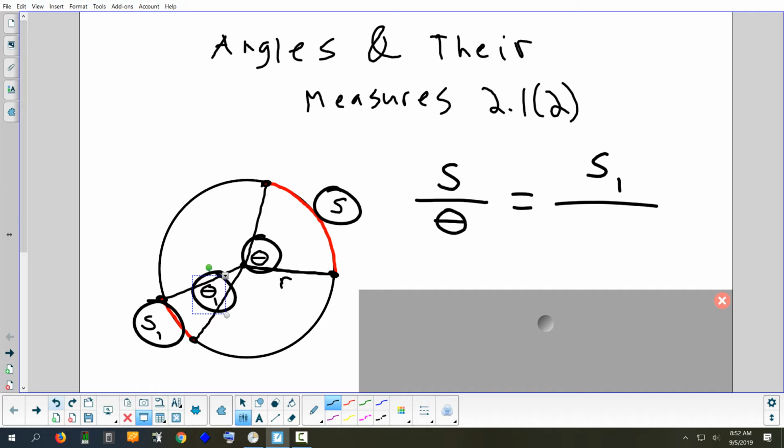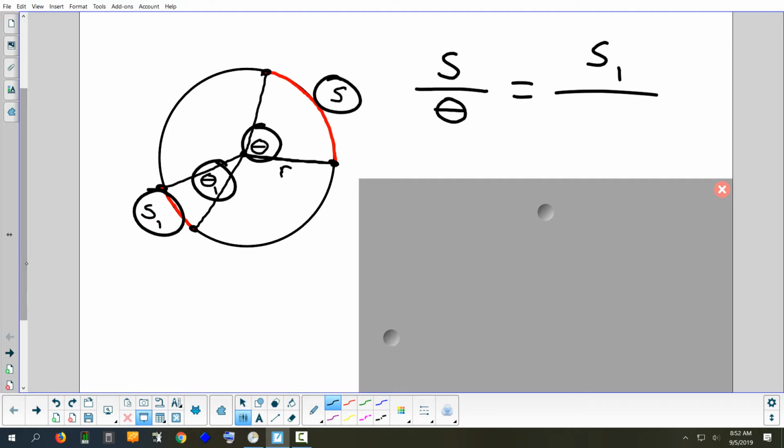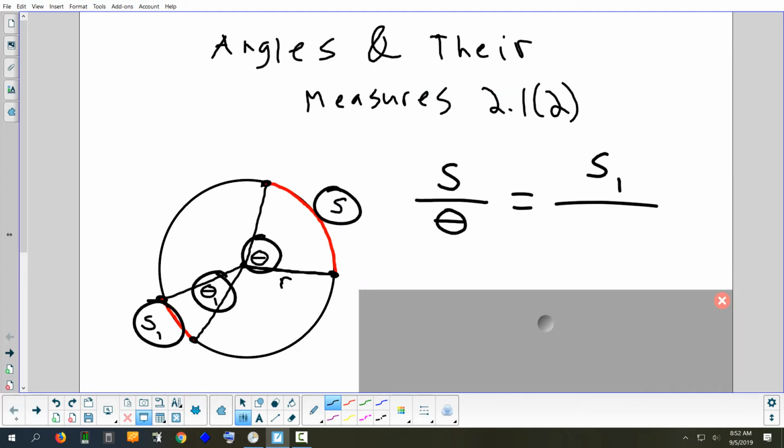Arc over angle, arc over, what's the other angle in this picture? Angle 1. What is it? Angle 1? Theta 1. Yep. I thought I wrote theta somewhere. Maybe I erased it. Did I write that? Theta, alpha, beta? You erased it. I erased it. Okay. Must have erased it.